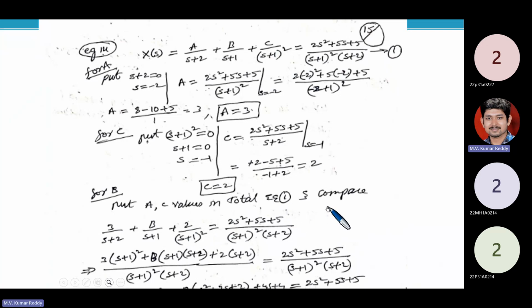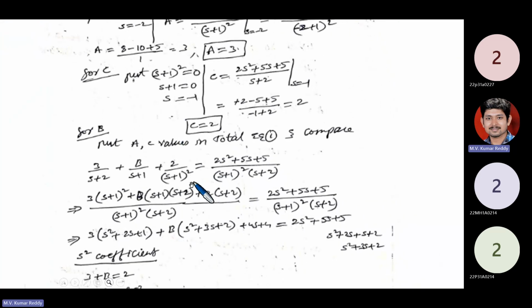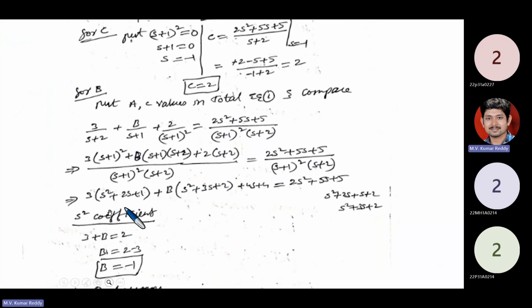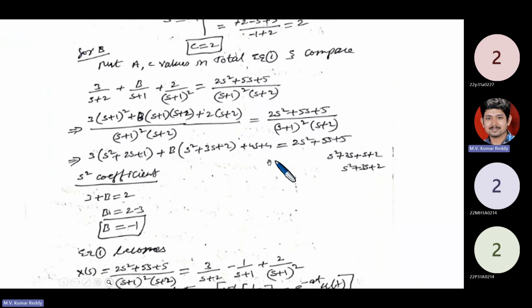And compare. Here there is no possibility of s equal to 0, so we have to compare. On comparison, now compare the s square coefficients, s coefficients and constants, left hand side and right hand side.